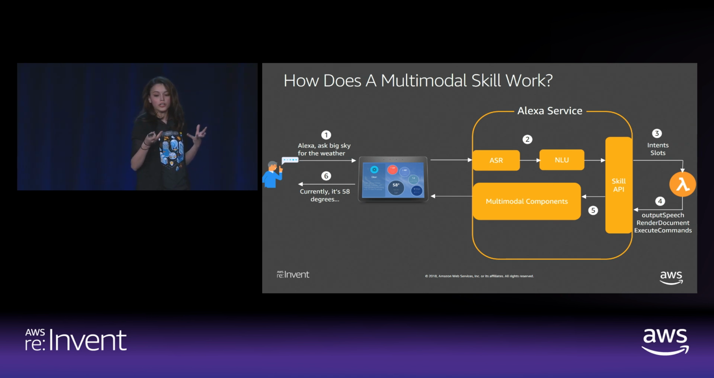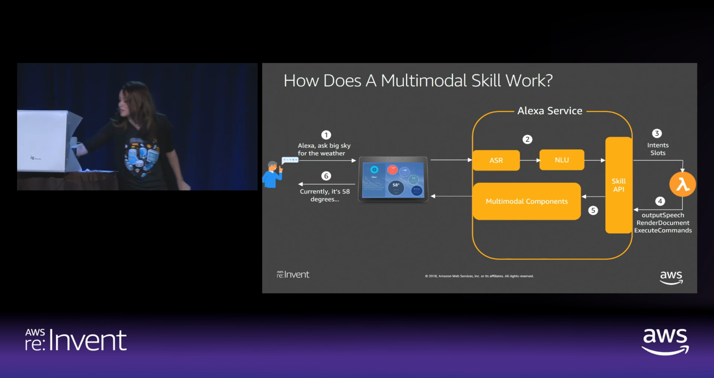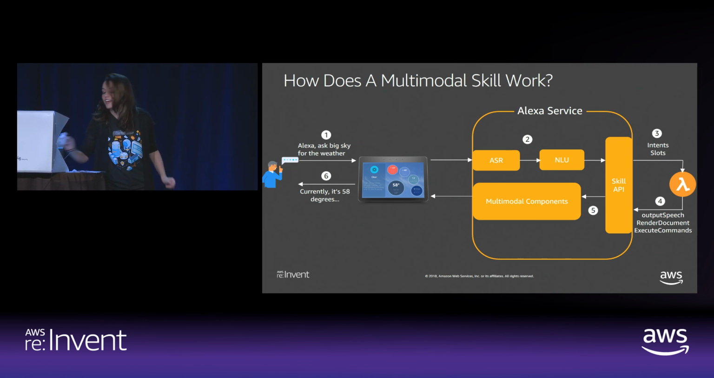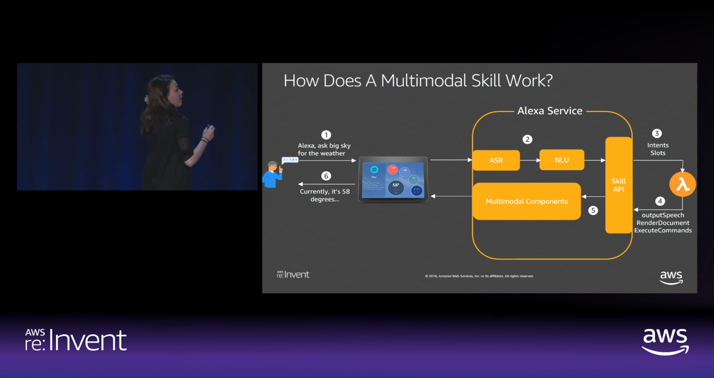So if you were to ask Alexa for, I'm going to mute that just in case. If you were to ask Alexa for the weather from Big Sky, that utterance would be sent up to the Alexa service. We would do automatic speech recognition and natural language understanding and push it through the actual Skills Kit API. All of that is going to be mapped to an intent and formulated into a response that's sent to your Lambda service. And that would point to a function within that service.